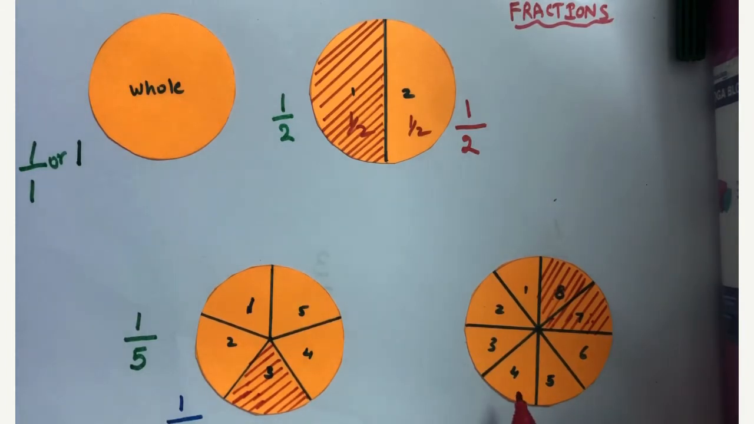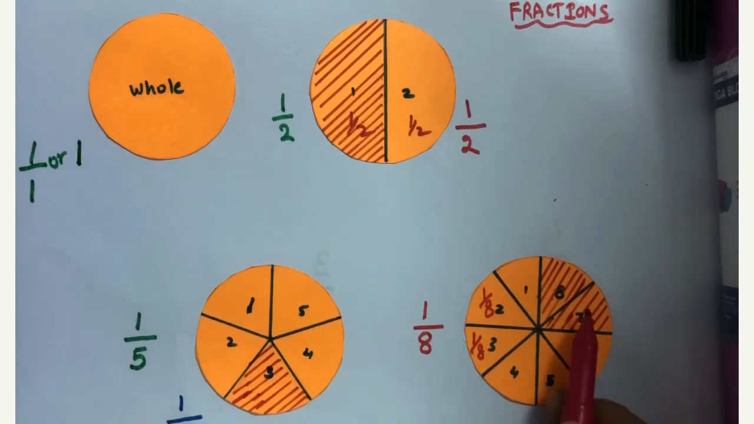Now let's see this one. It has 8 equal parts. So the fraction for each part will be, as there are 8 parts, 8 in the denominator, and for each part it will be 1 upon 8. So 1 upon 8, this one, 1 upon 8, and likewise. Now if I ask what fraction is the shaded part, how would I write? There are 8 equal parts, so 8 in the denominator and 2 parts are shaded, so 2 in the numerator.